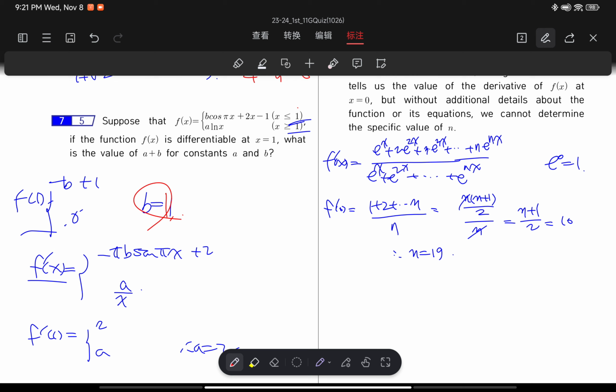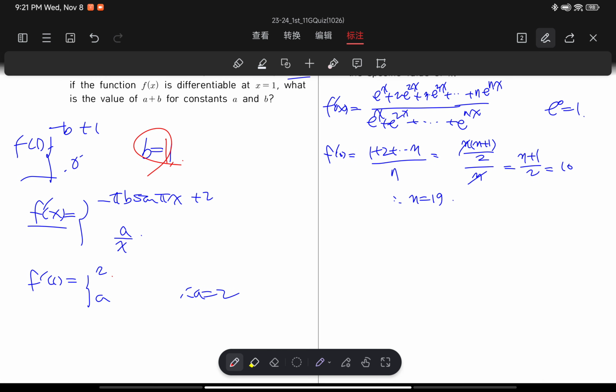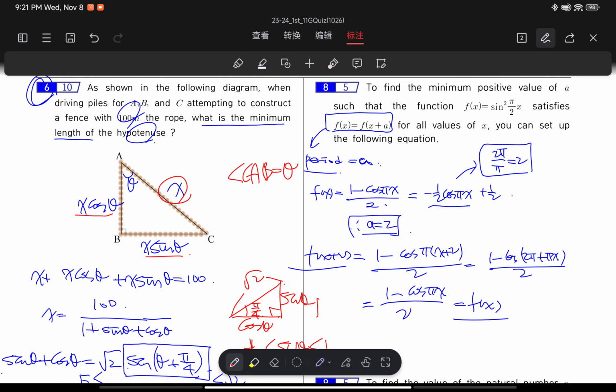And then find the derivative. So f prime x equals minus pi b sine pi x plus 2a divided by x. So put in x equal to 2 and a. So a equals 2 and b equals 1. Okay. And number 8. To find the minimum positive value of a such that the function f(x) blah blah blah.